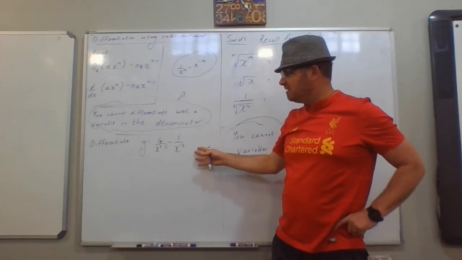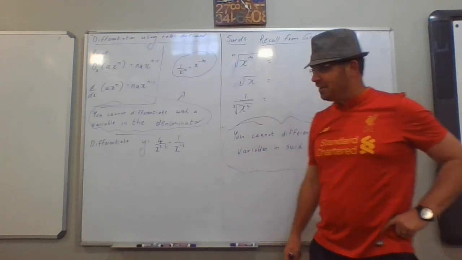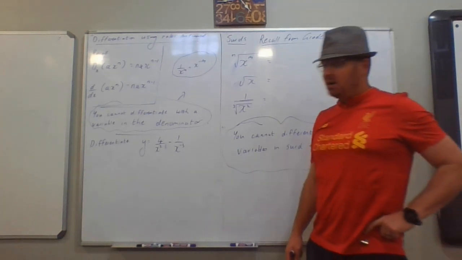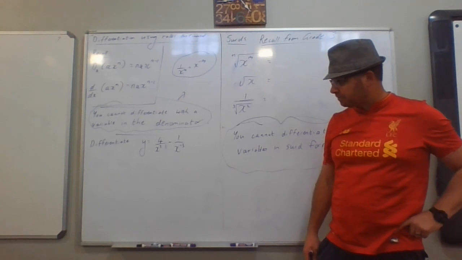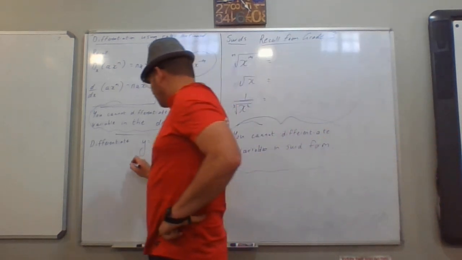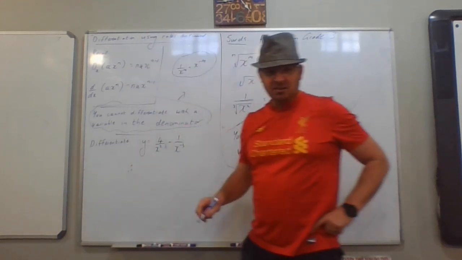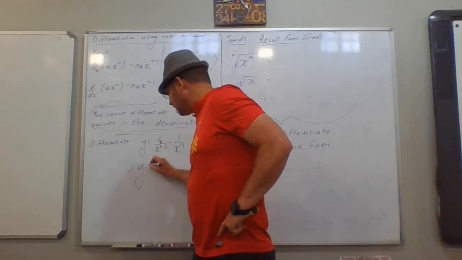So just to get your head back into it, give this one a go. Y is equal to 4 over x squared minus 1 over x to the negative 3. Give that a try. So if I try that, I've got a problem because I've got a variable in the denominator. So I've got to get it in what we call differentiable form.